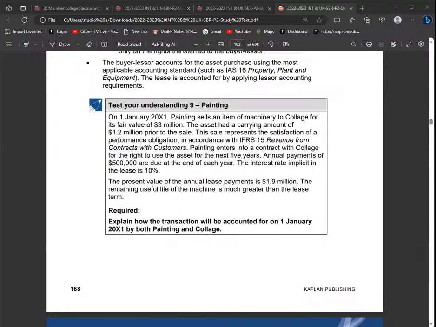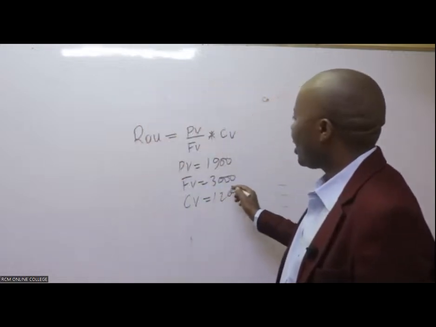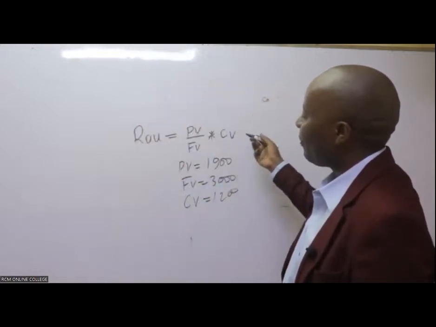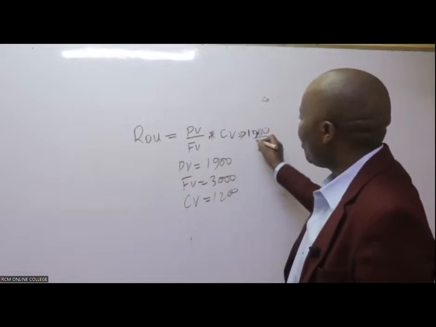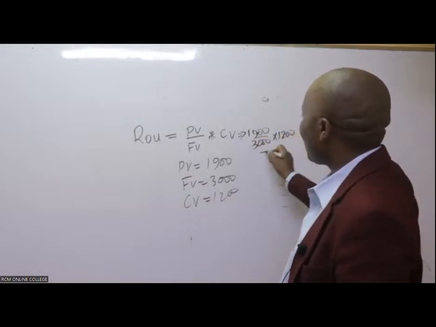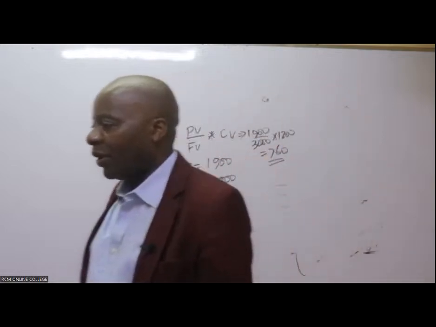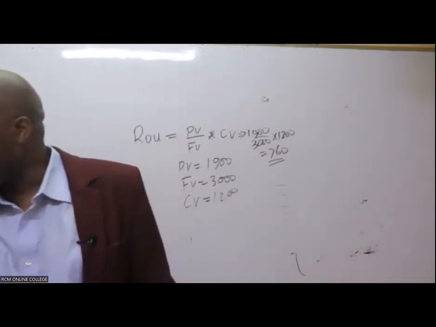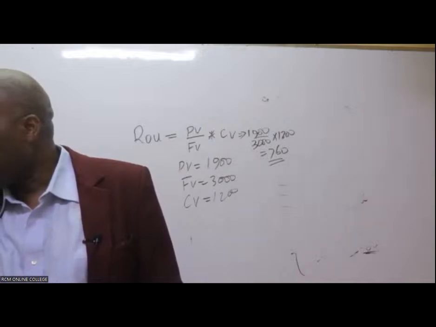And you can see, ladies and gentlemen, that the carrying amount is 1200. I'm cutting 3 zeros. So in this case here, this is what we need to get that 760. The present value is given 1900 over fair value, 3000, times this 1200. That's how we got this 760. I hope I've answered your question.